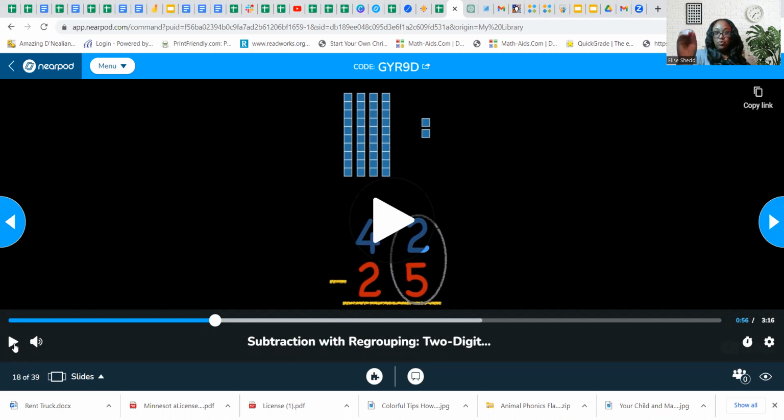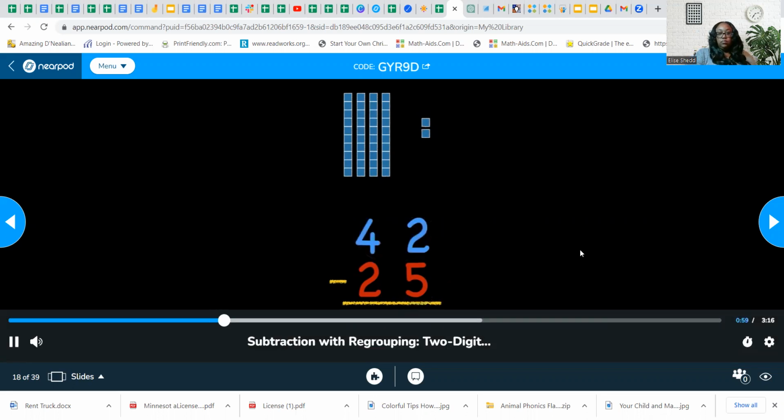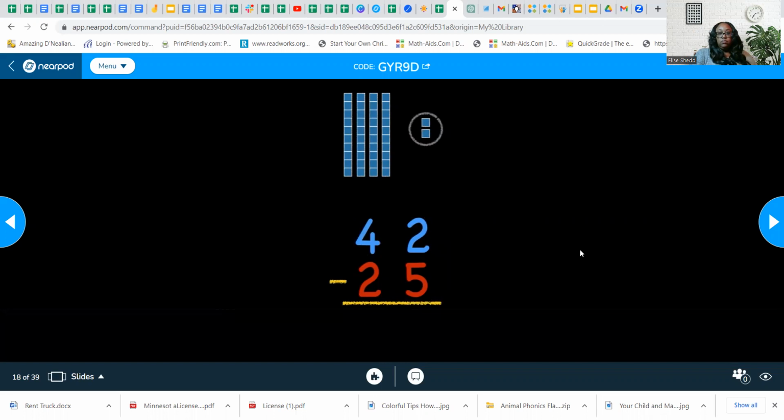You can't do 5 minus 2 equals 3. I know that's what you want to do, but in this particular sense, everything has to stay in place. The numbers have to stay in place. You can't flip them to get the answer, okay? We don't have enough ones at the top. We can't take away 5 ones from 2 ones.